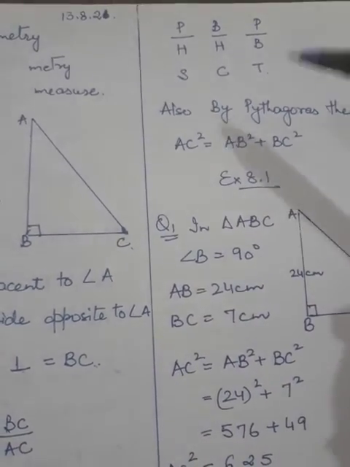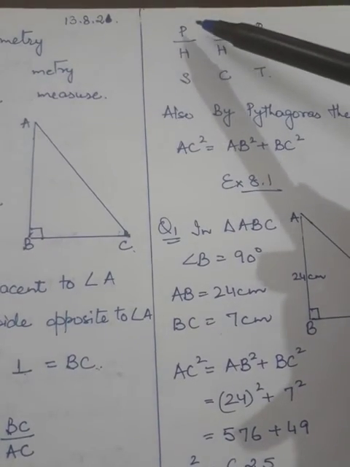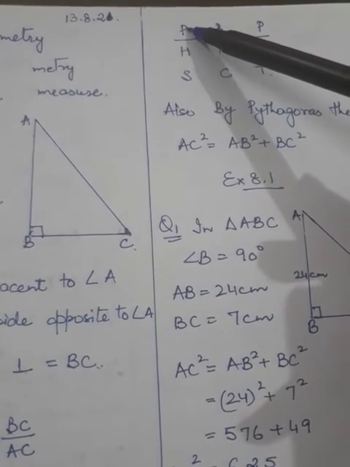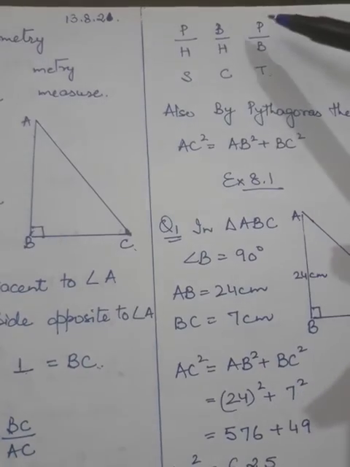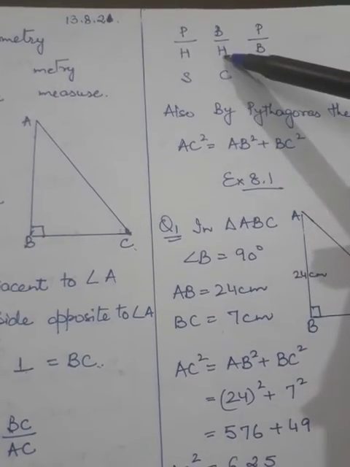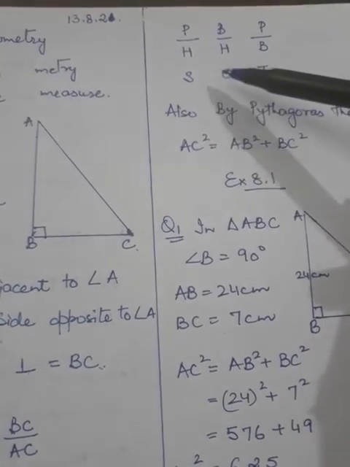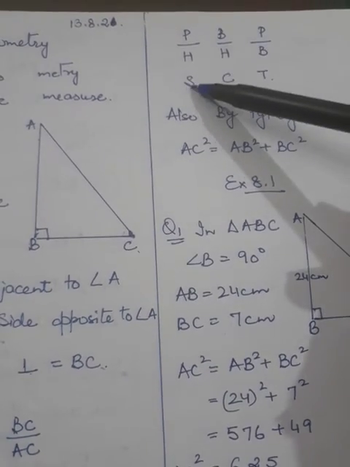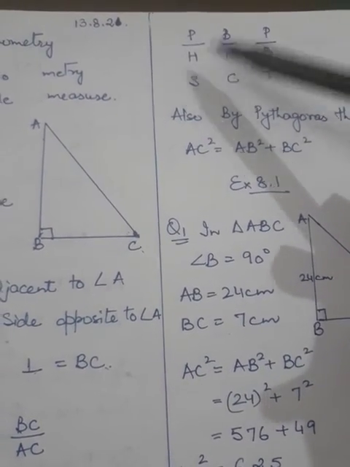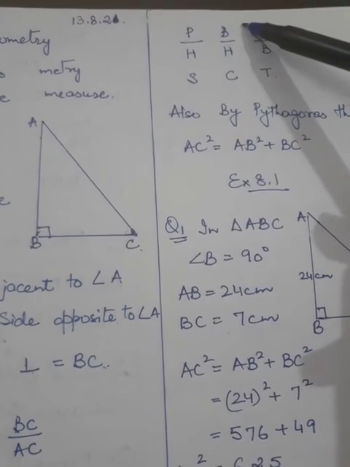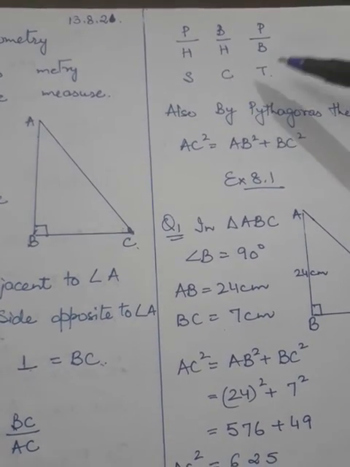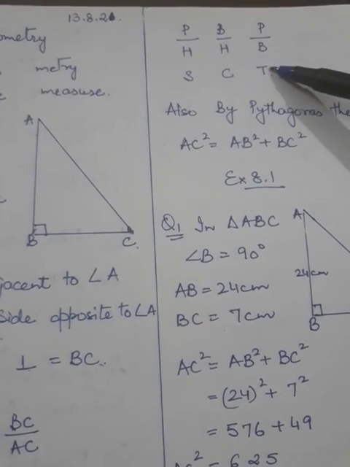Now, trigonometric ratios we can define in a shorter way, easy to remember. That is Pandit, Badri, Prasad, Har Bole, Sona, Chandi, Tole. So sin is perpendicular upon hypotenuse, cos is base upon hypotenuse, tan is perpendicular upon base.